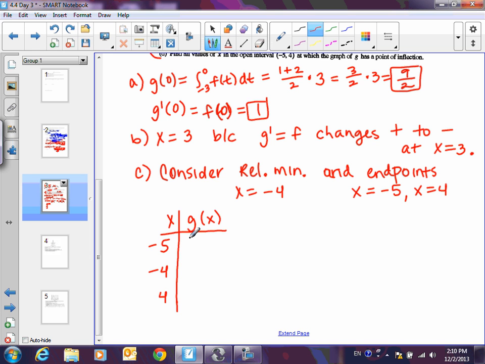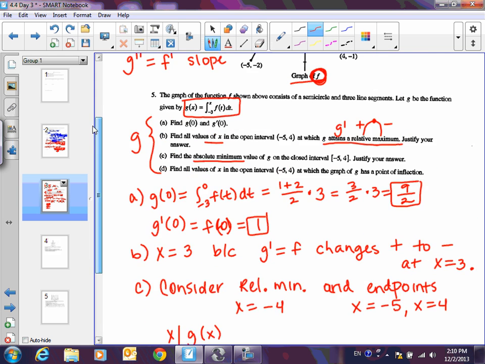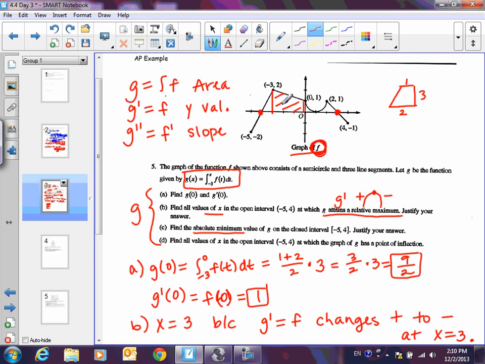And so what I need to do is I need to find g of -5. I need to find g of -4. I need to find g of 4. And the lowest one, that's my absolute min. Well, have we yet on this paper done g of some number? Look back to A. We did do g of 0. And g of 0 was the area under the curve. It was this trapezoid. So that's what we're going to have to do.